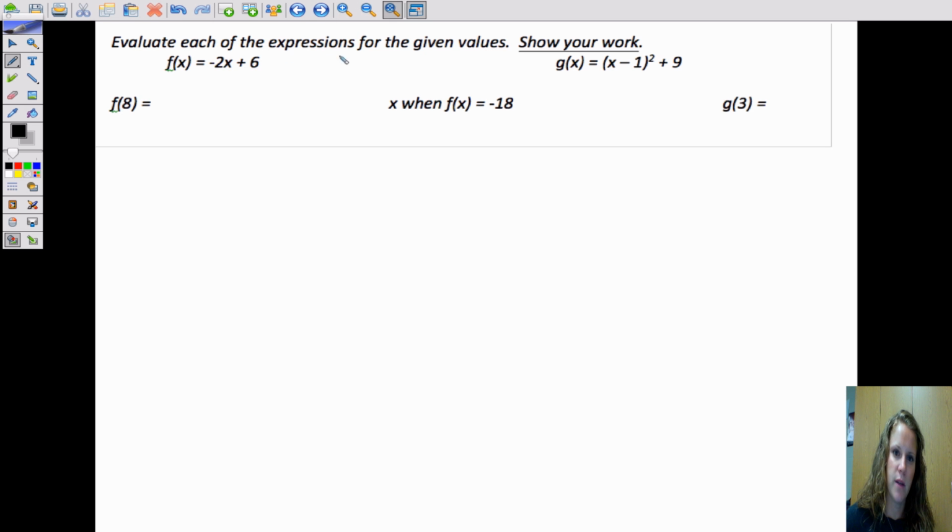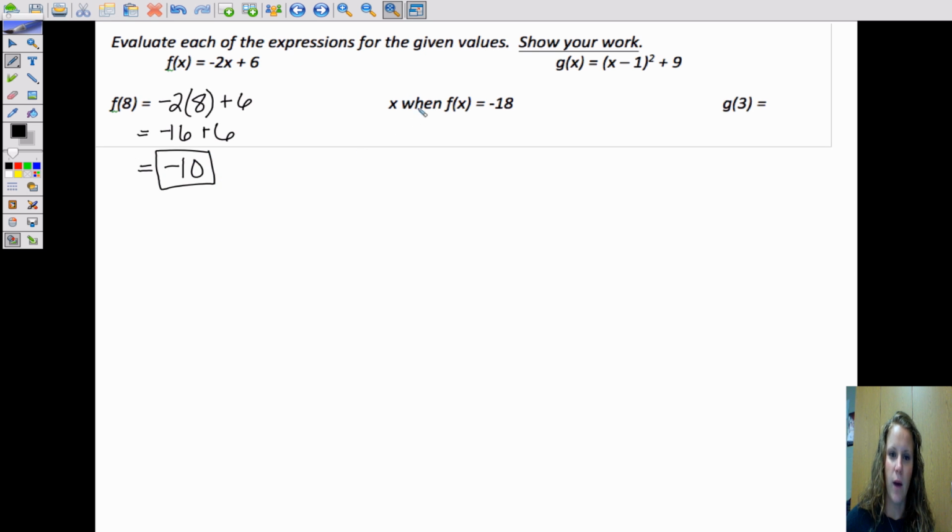We're asked to evaluate the expressions for the given values and show your work. So when we have f of 8, we're using this equation because we have two equations here, f of x and g of x. So f of 8 would be negative 2 times 8 plus 6. So that's going to give us negative 16 plus 6. So that's going to give us negative 10.